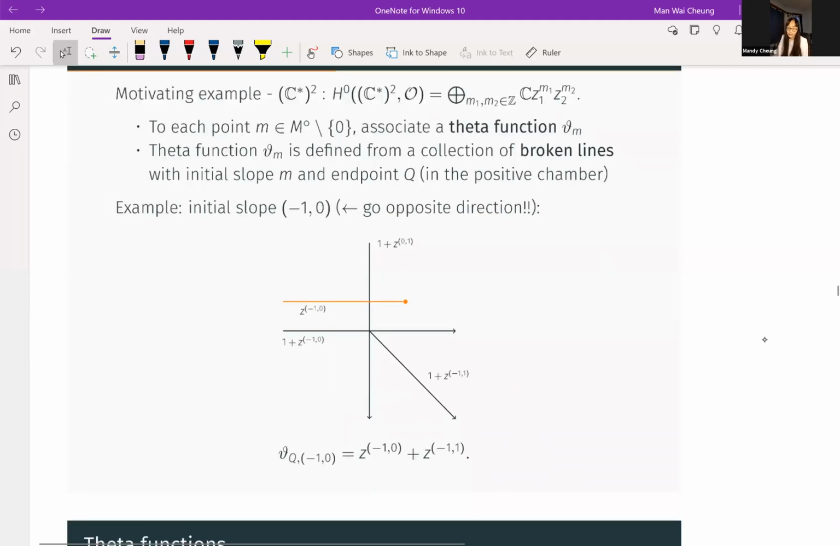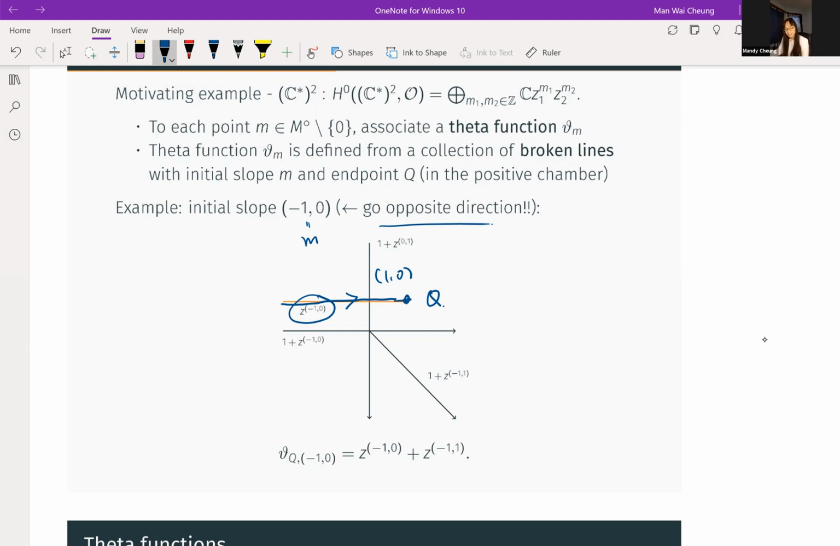Again, let me illustrate that by an example. Let me now choose my m to be (-1, 0), and I choose my endpoint q here. The broken line, first of all, is just a line with the direction given by this initial slope. Here it is -1, but then I go in the opposite direction. Endpoint just means my line ends at this point q. So -1 here just means I go in the (1, 0) direction. And then I have this monomial associated to the line, which records my direction. And this is my broken line already.